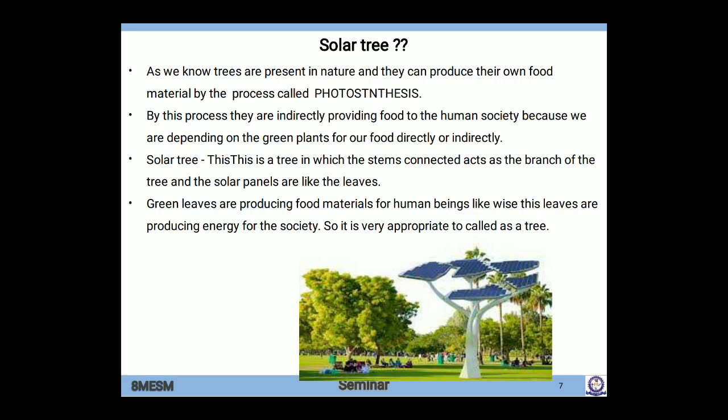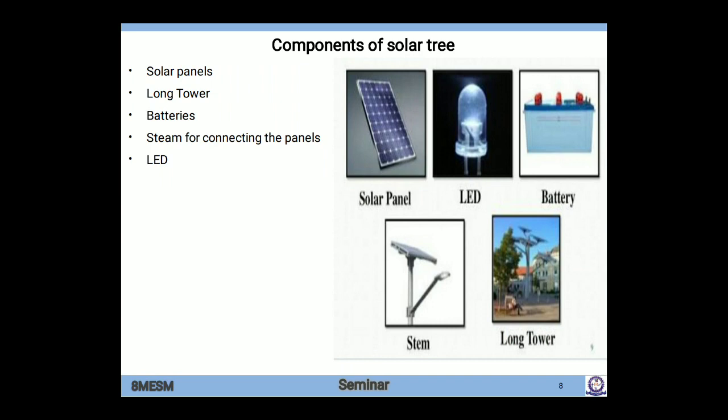But the solar tree is different, producing energy as compared to food. This is a tree in which the stem acts as the branch of the tree. The solar panels are like the leaves. Green leaves are producing food materials for human beings. Likewise, the solar leaves produce energy for society. In place of leaves, the panels are placed. So it is very appropriately called a solar tree.